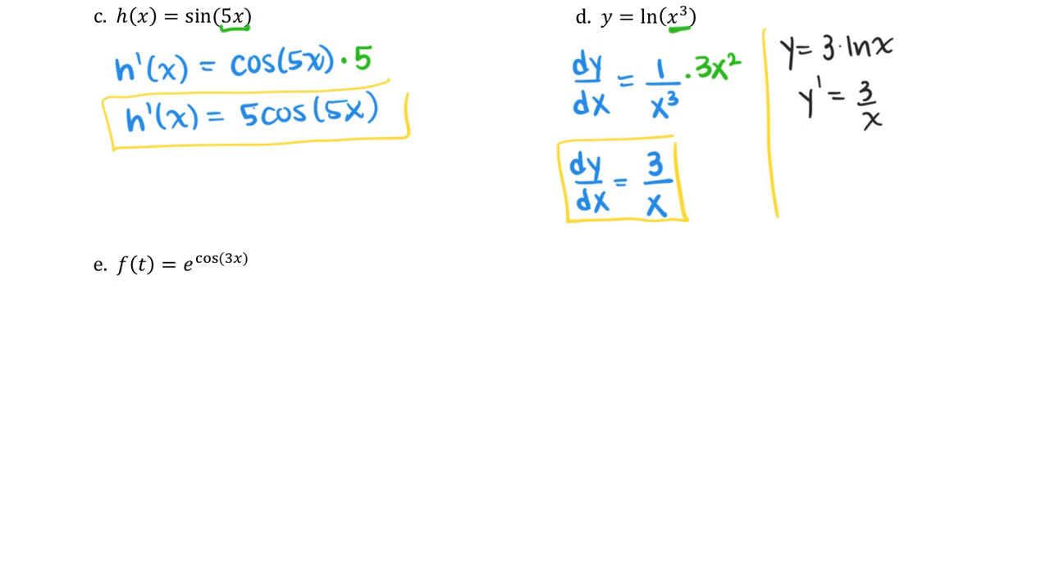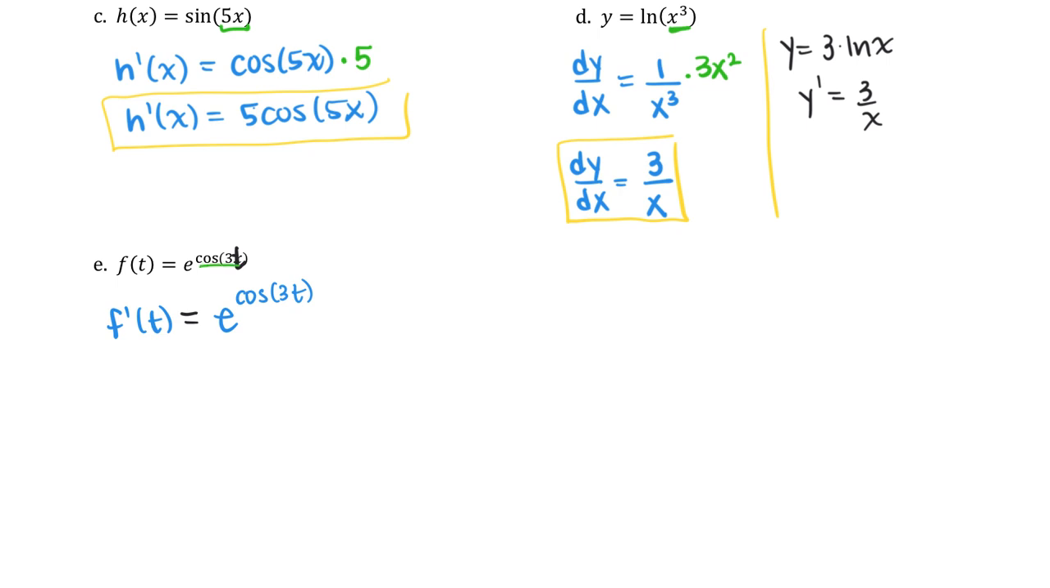Okay, one more. This is going to have the chain rule, but it's going to have like the chain rule chained. Okay, f prime of t, and this should be a t. That's a typo. Okay, I'm going to start with the e. The derivative of e to the something is e to the something. Okay, now let's take the derivative of the something.